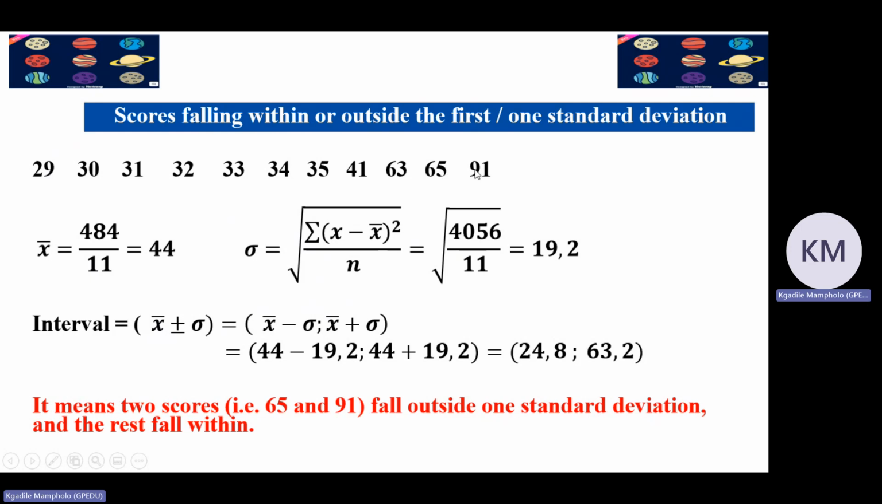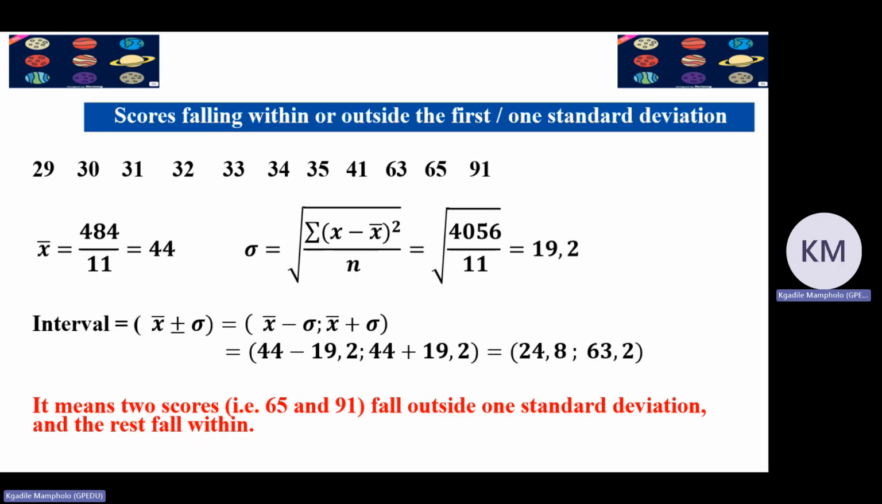So 69 and there's only scores which are not falling within. They are falling outside of this. And sometimes they will ask what is the percentage of the scores which fall within one standard deviation? Here, how many are they? They are 9. It's from 29 to 63. Yes, they are 9. Then if you want to know the percentage, you say 9 over 11 times 100. Then the answer will be the percentage of the scores which fall within one standard deviation.